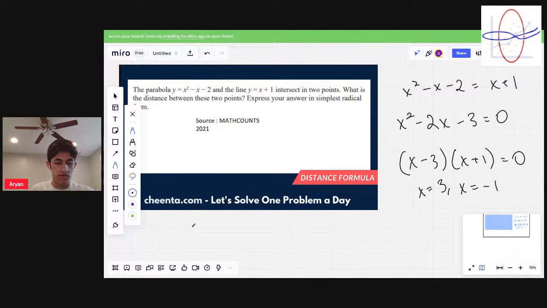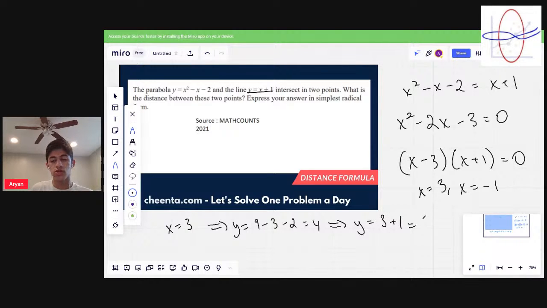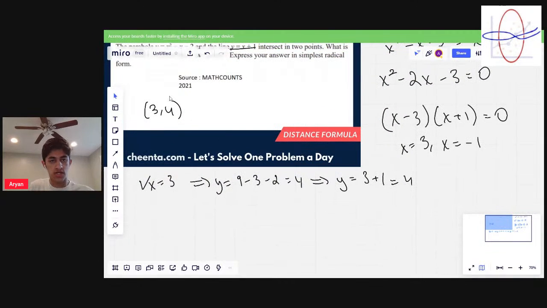So if we look at x equals 3, for example, plugging this into the parabola, we get y equals 9 minus 3 minus 2, which is 4. And then if we plug it into the line equation, we get y equals 3 plus 1, which is also 4. So this works out. We've checked that x is 3 and y is 4 is one of our solutions.